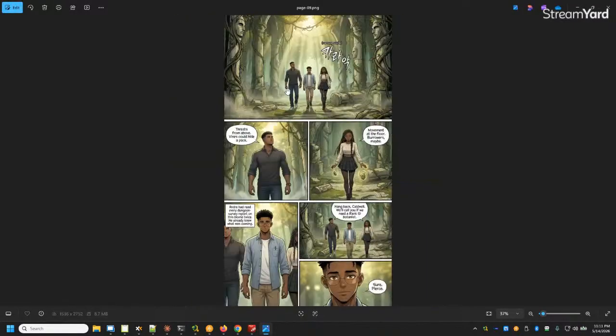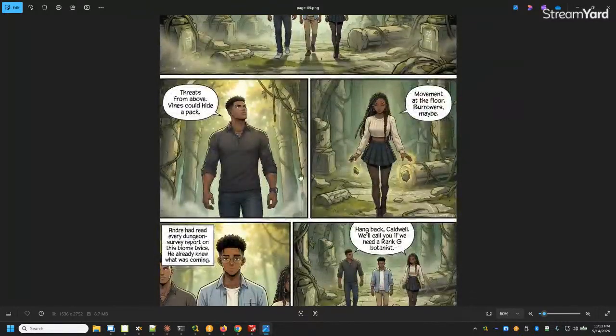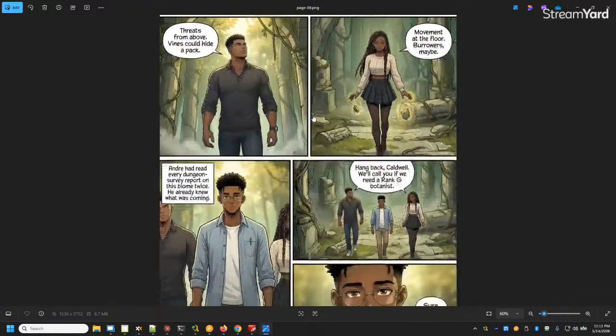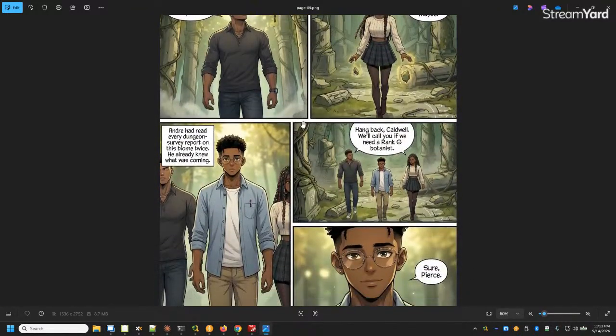All right. And as they walk through, sort of getting a lay of the land, Andre had read every dungeon survey report on his biome twice. He already knew what was coming. Hang back, Caldwell. We'll call you if we need a rank G botanist.